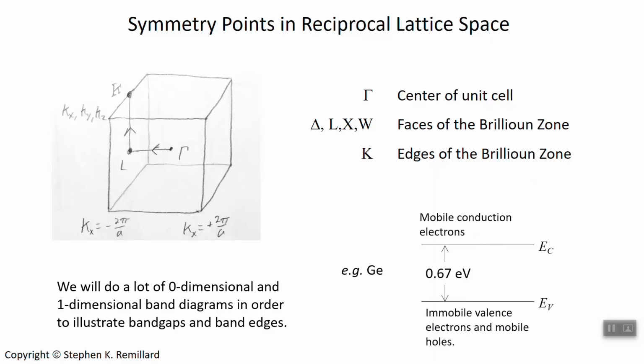Here is a zero-dimensional band diagram for germanium, showing the valence band and the conduction band. Any electrons with energy higher than the conduction band edge are in the conduction band and they're mobile. Any electrons with energy lower than the valence band edge are in the valence band and they're not mobile. And the two band edges are separated by 0.67 electron volts, which is the band gap for germanium. That's a zero-dimensional energy band diagram, meaning the horizontal axis is meaningless.